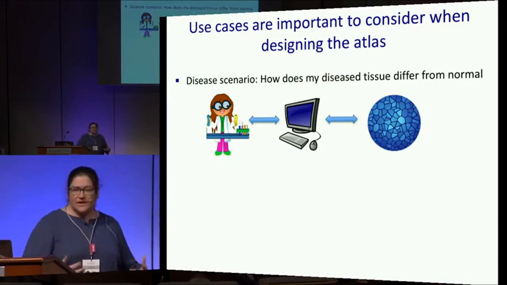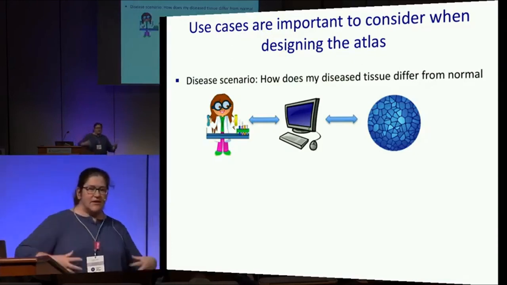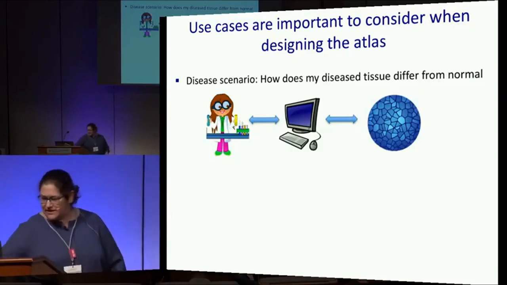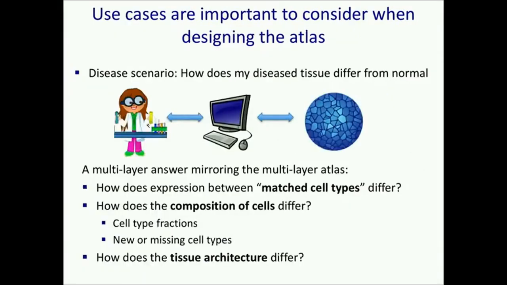Another case study, again, a disease scenario, more complex than what is my cells like. Here, we need a multi-layer answer. Here's my disease cell. I want to use the atlas to query my disease cell. How does expression differ between matched cell types in the disease and non-disease? Again, we have to define cell types, and then matched cell types, and what matters between the disease and not cell state. How does the composition of the cells differ?